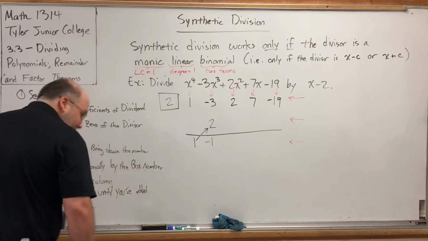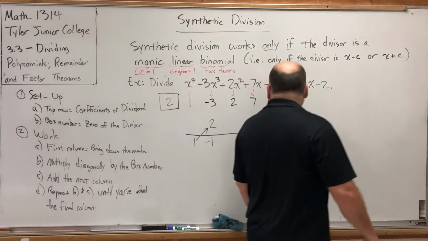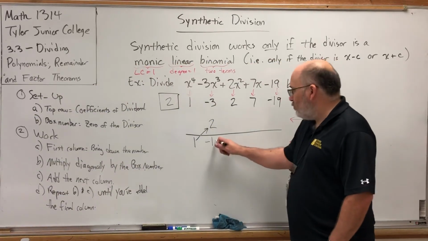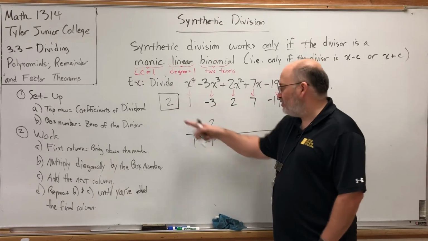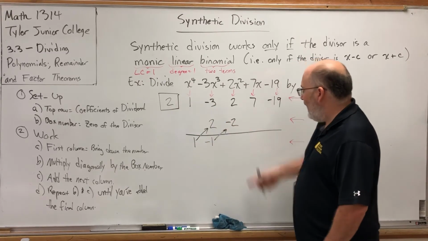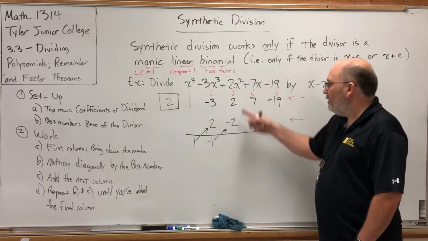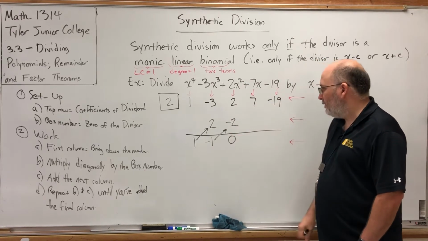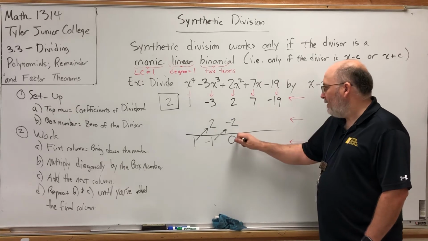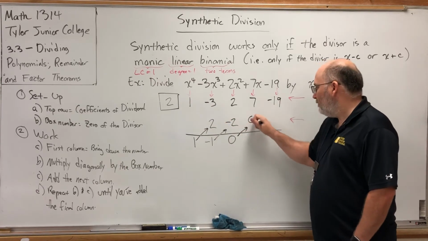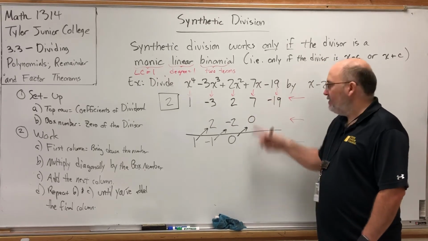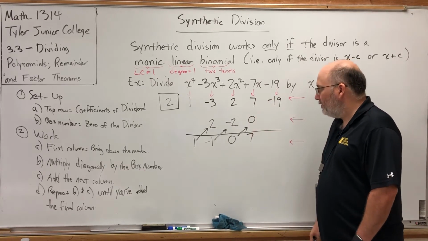So all you're doing is adding and multiplying. You just got to remember when to do what. After you add, you multiply diagonally by the box number. Negative 1 times 2 is negative 2. And then you add this column. 2 and negative 2 is 0. Then multiply diagonally by the box number. 0 times 2 is 0. Add the next column. 7 plus 0 is 7.